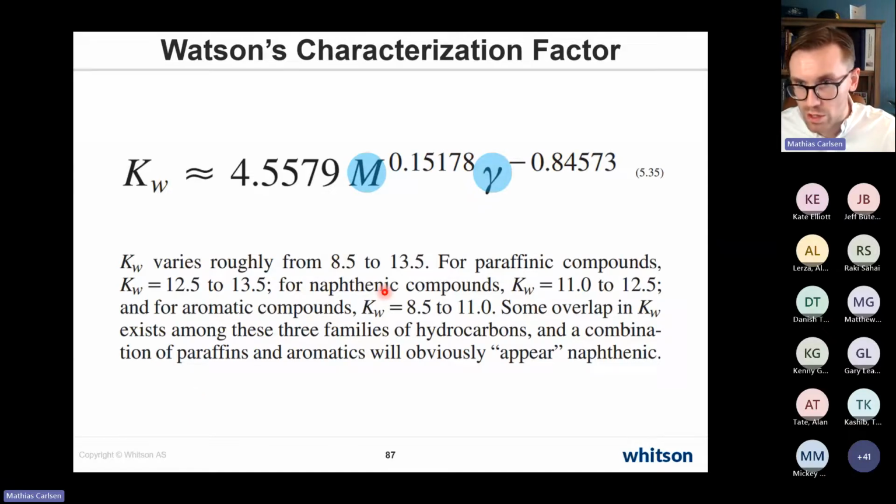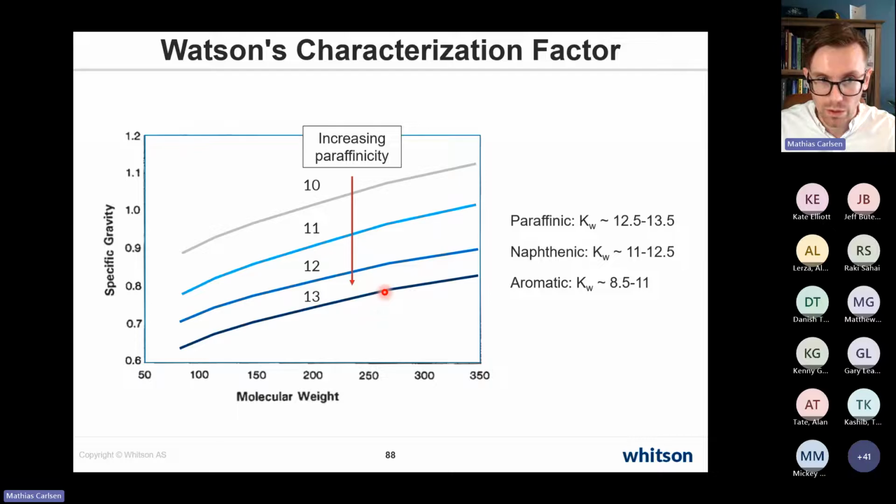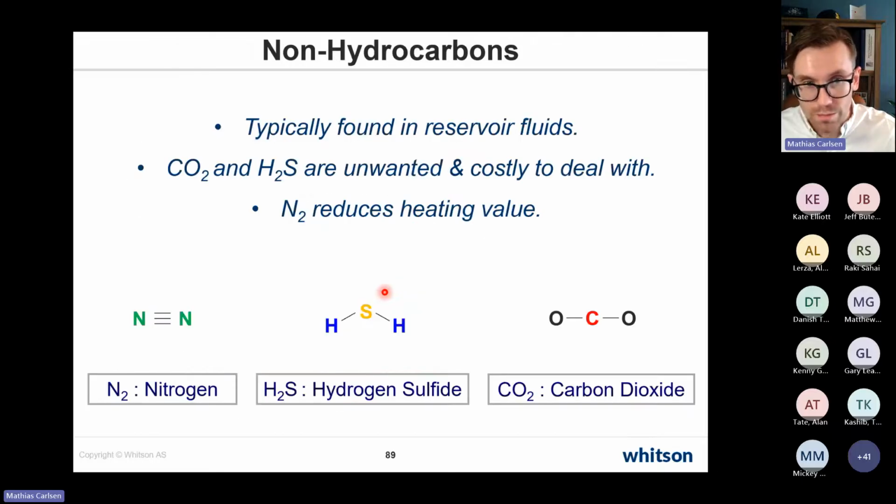You can plot just the specific gravity to molecular weight relationship, and you can get these different ranges. The more paraffinic, the further down it goes. The properties of the non-hydrocarbons are of course known, and they're typically found in reservoir fluid. CO2 and H2S are typically unwanted and costly to deal with. Maybe CO2 now has a little bit of a better reputation, maybe you can use it for other things. Nitrogen just reduces the heating value. So the more we have of this stuff, the more bearish we get on that in general.